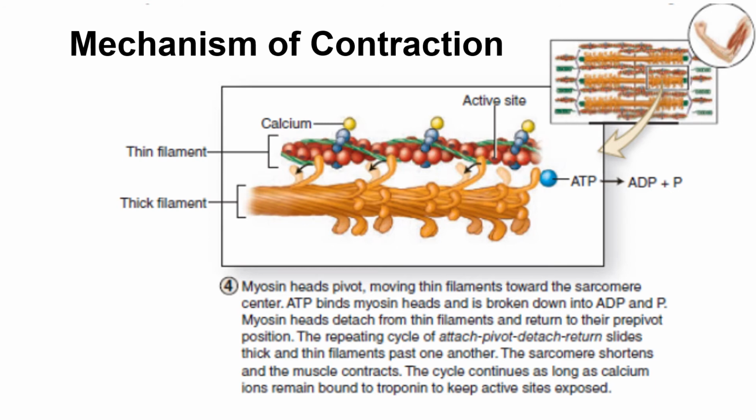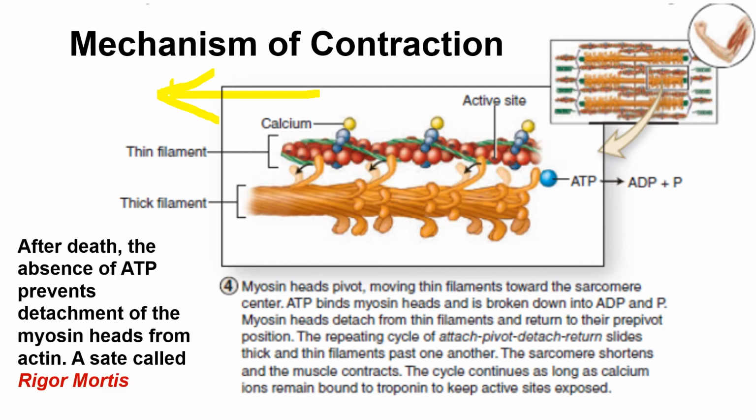Then, myosin heads pivot, moving the actin filament to the center of the sarcomere. Hydrolysis of the ATP molecule detaches myosin heads from the actin active sites. Myosin heads return to their original position. This cycle is repeated several times as long as calcium ions bind with troponin C, exposing the actin active sites. Now, what would happen if you don't have ATP?